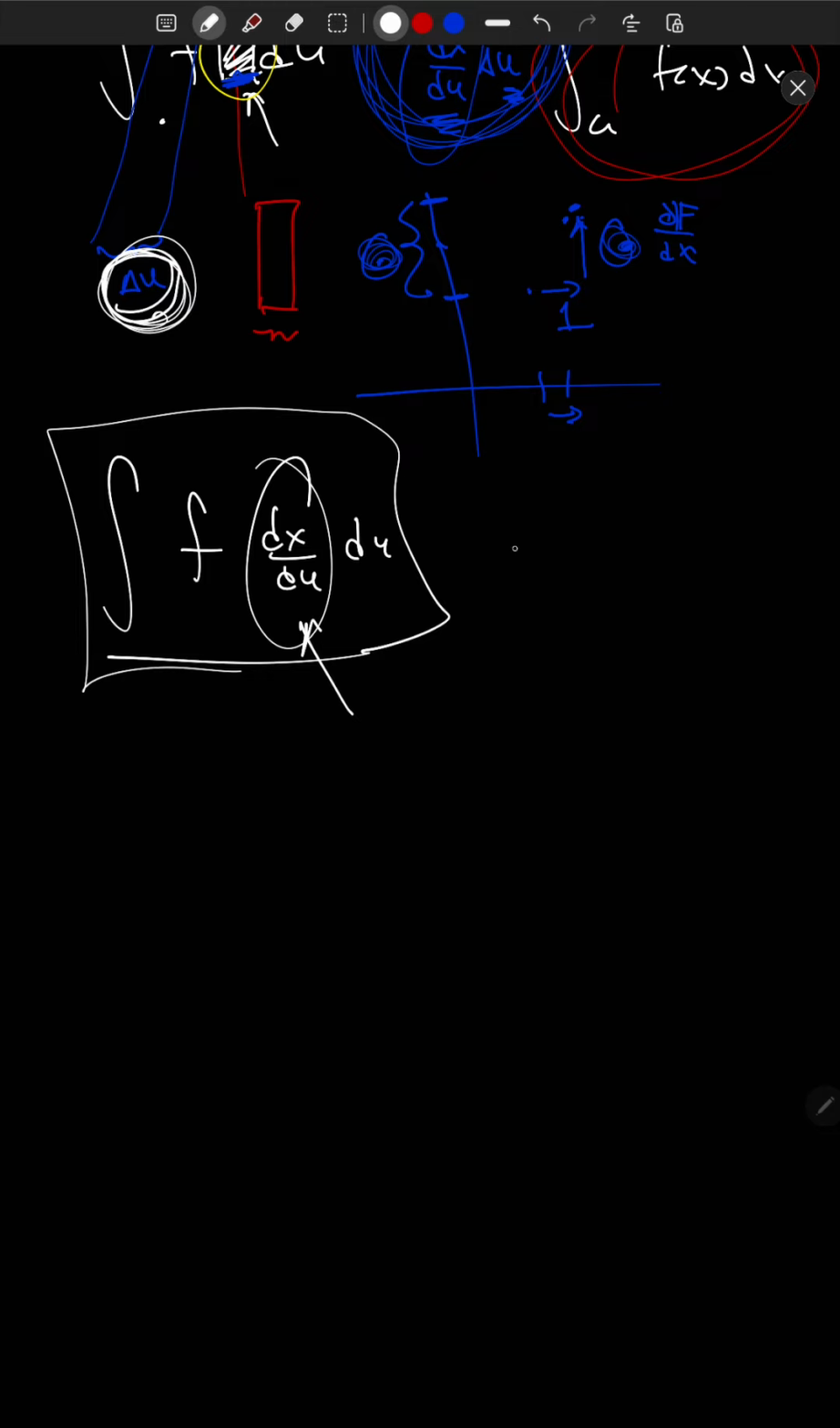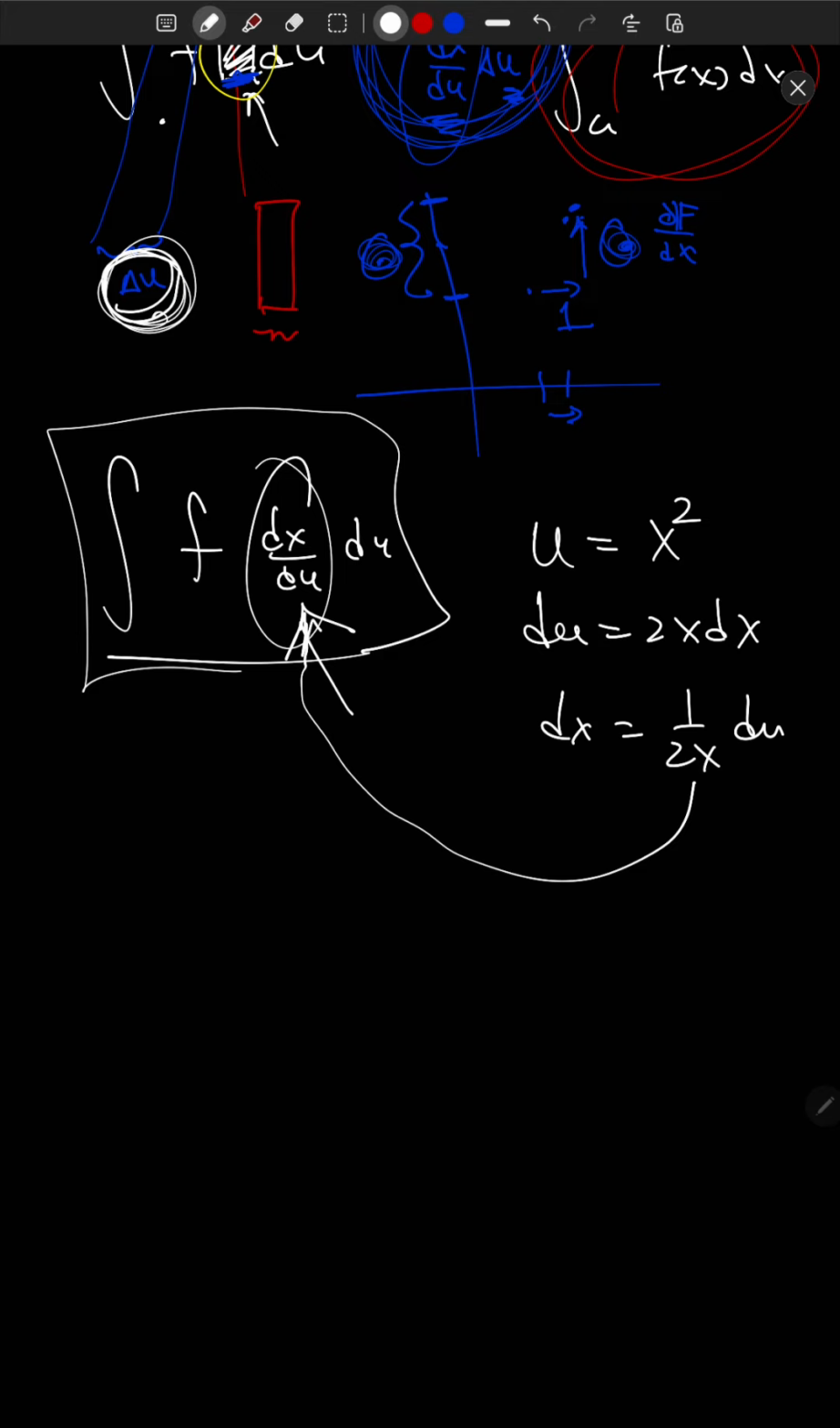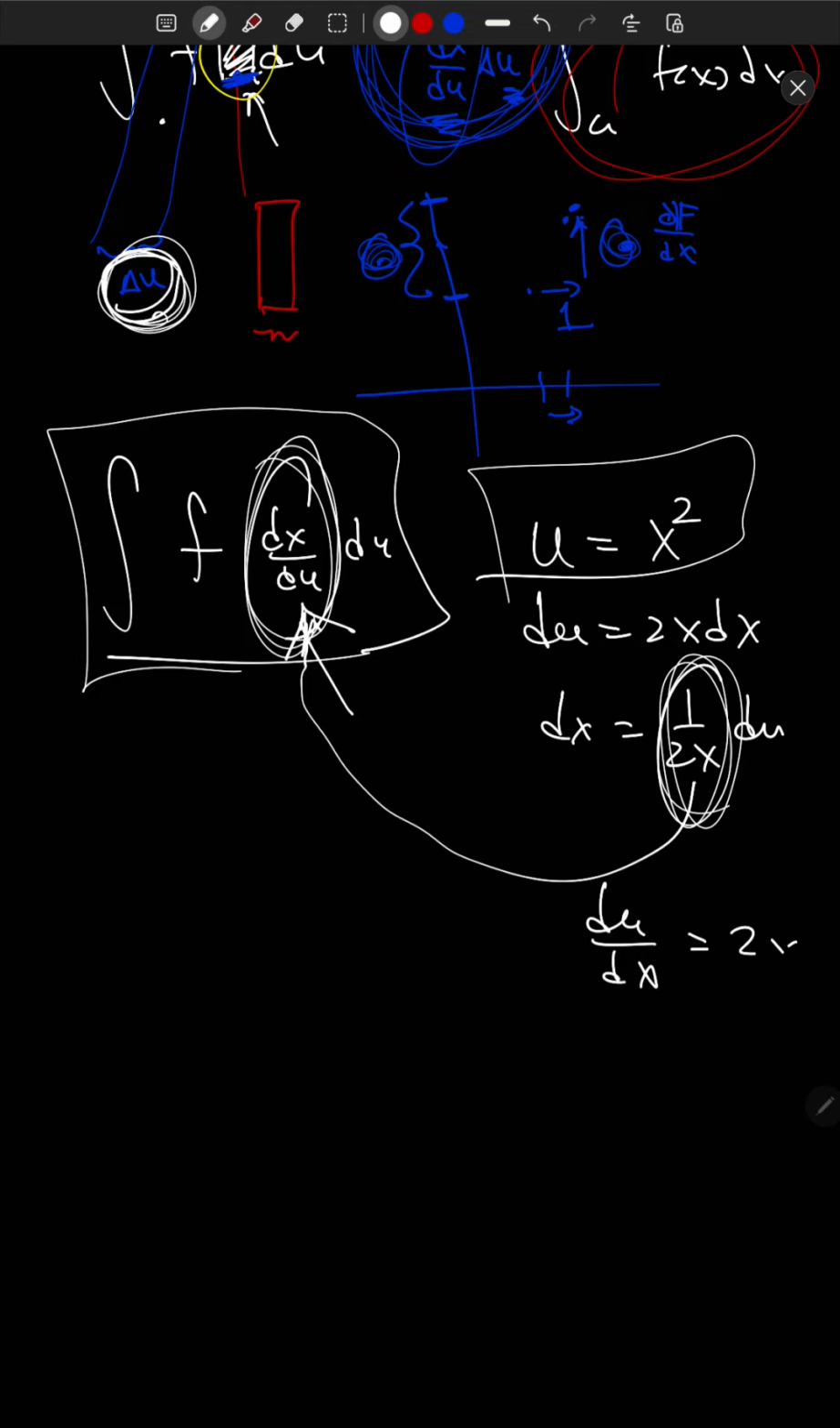That term right there, when you do, for example, u equals x squared, and you do substitution, du equals 2x dx, then that means your dx equals 1 over 2x du. And what happens is you stick that 1 over 2x right there. That 1 over 2x is dx du, because du dx is 2x, because u is equal to x squared. And so the inverse of this is going to be that guy right there.